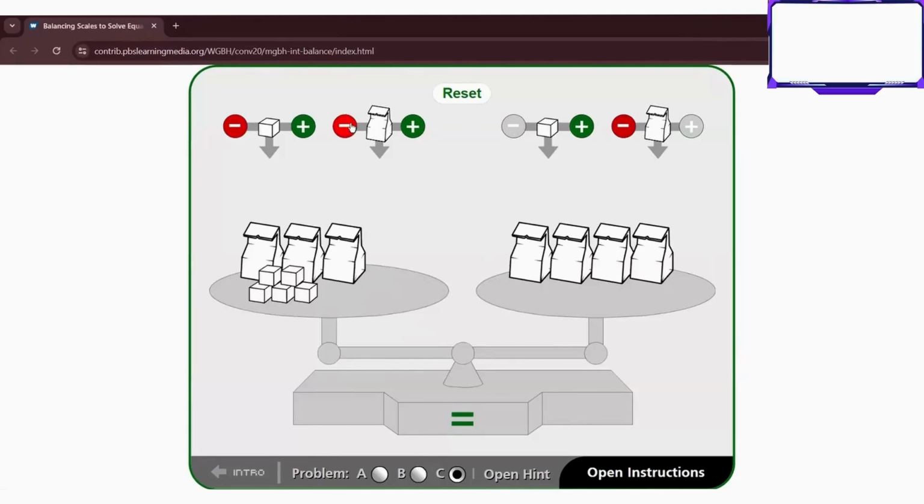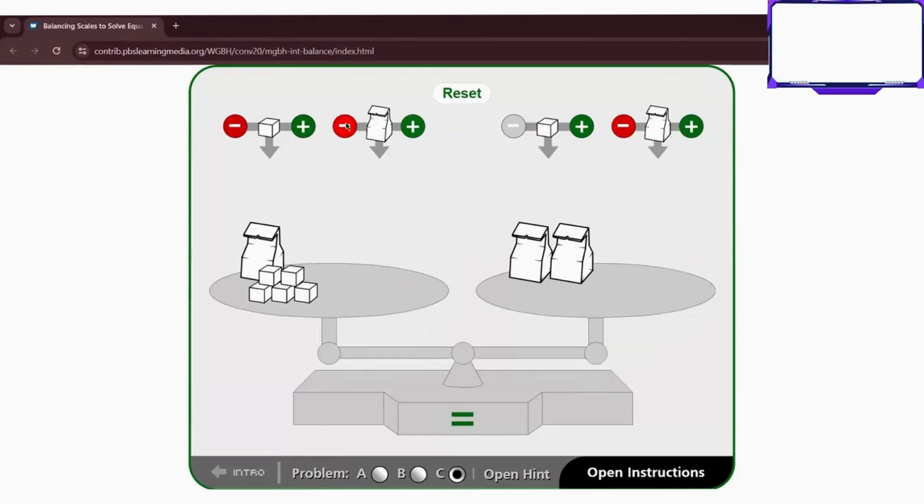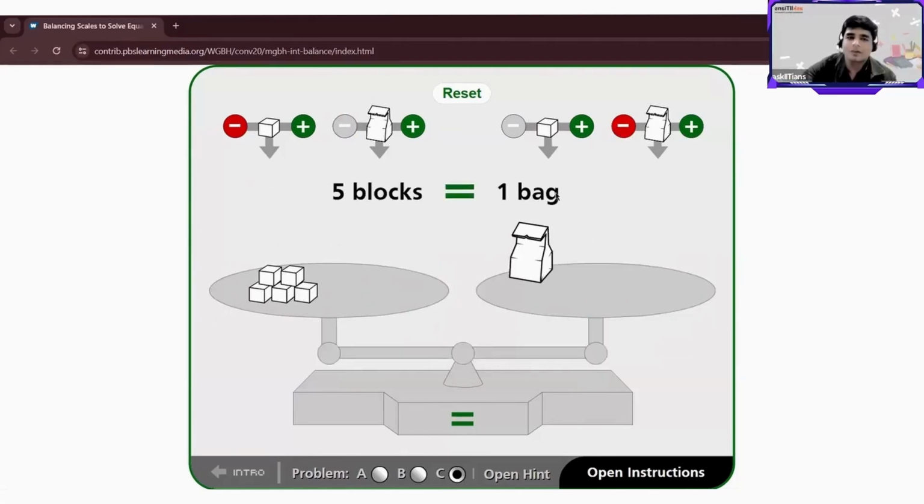Now it's balanced. I'll remove 1 from both sides, and keep 1 bag on one side. So 1 bag is equal to 5. Okay, 5. So what's our goal, everybody? Our goal is to isolate the unknown. What is our goal? Our goal is to isolate the unknown thingy.